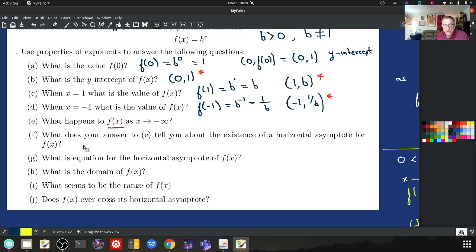It tells you the line y is equal to 0 is the asymptote for the basic exponential function.